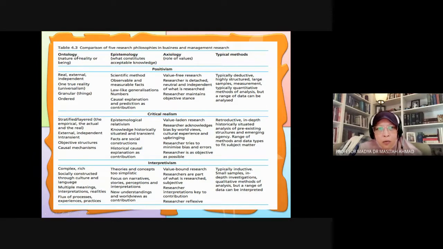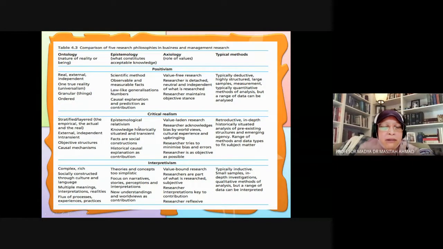So you can see when we talk about ontology, under positivism, this is the research philosophy that we might use in our research. So we can choose either one. When we go to epistemology, which is related to what constitutes acceptable knowledge that we can use, under positivism it is about the scientific method. So you can observe it, measurable facts, law-like generalizations, the numbers, and then causal explanations and predictions as contributions. So this is under positivism for our epistemology.